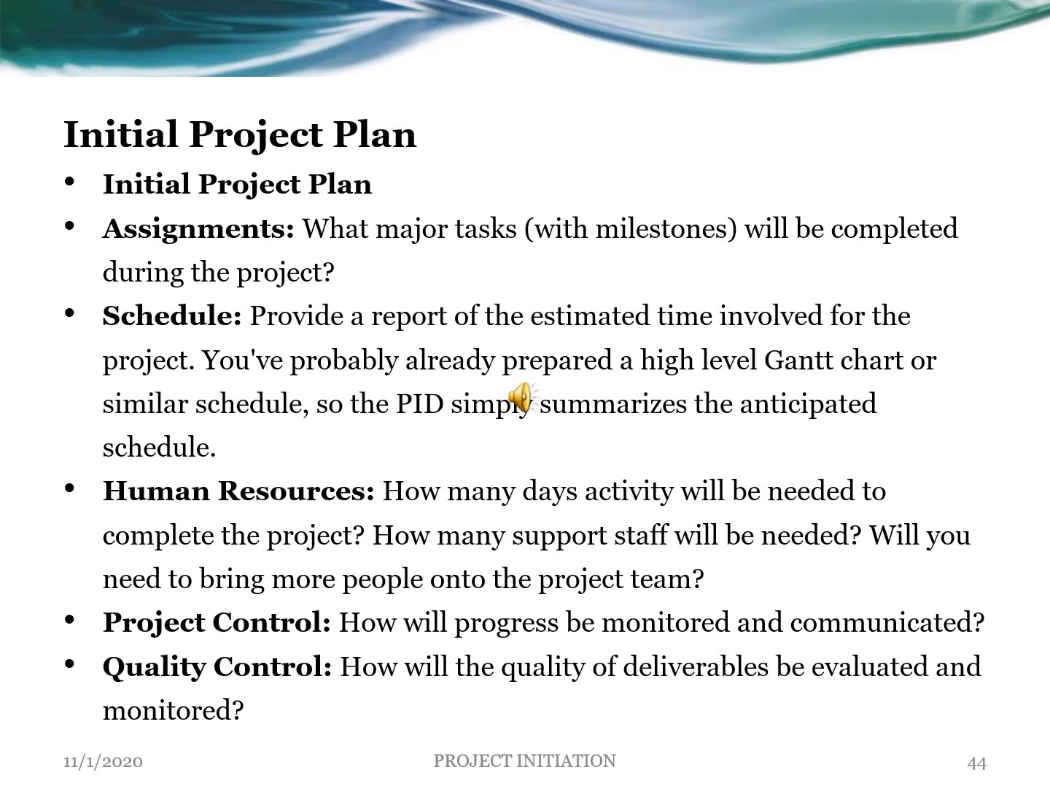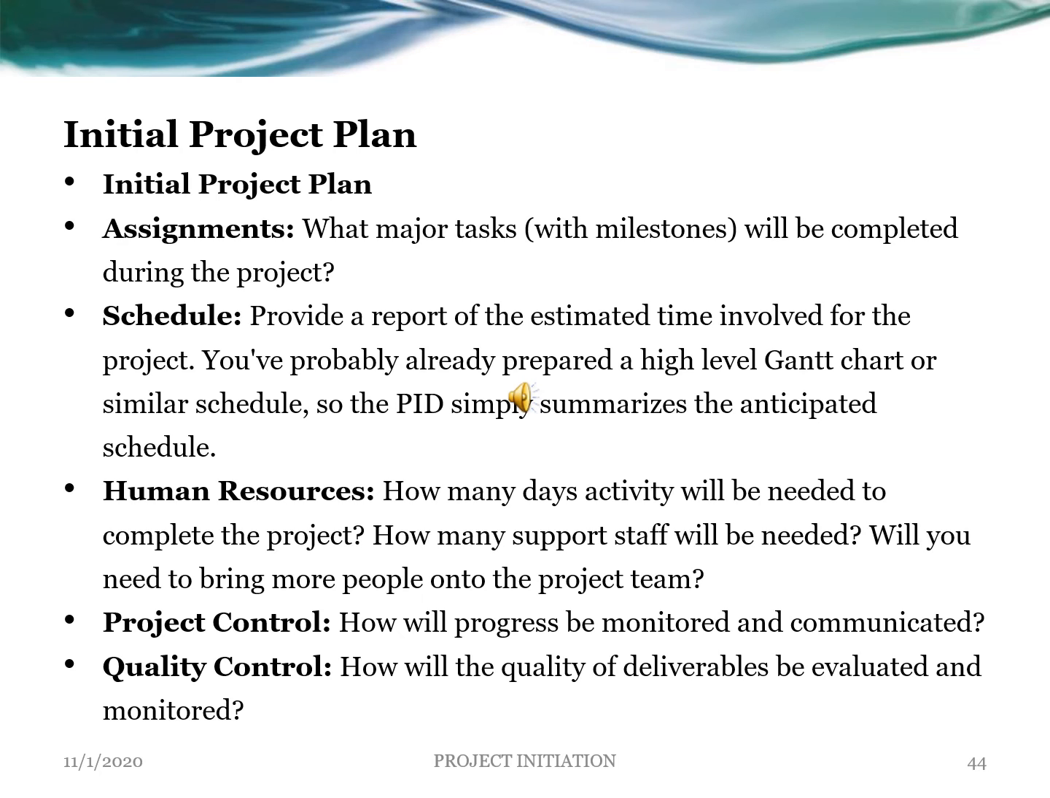The initial project plan: we need to initiate and start with a project plan which includes the assignments, what major task with timeline or milestone will be completed during the project. The schedule provides a report of your estimated time involved for the project. You have probably already prepared a high-level Gantt chart or similar schedule, so that your project initiation development plan simply summarizes the anticipated schedule.